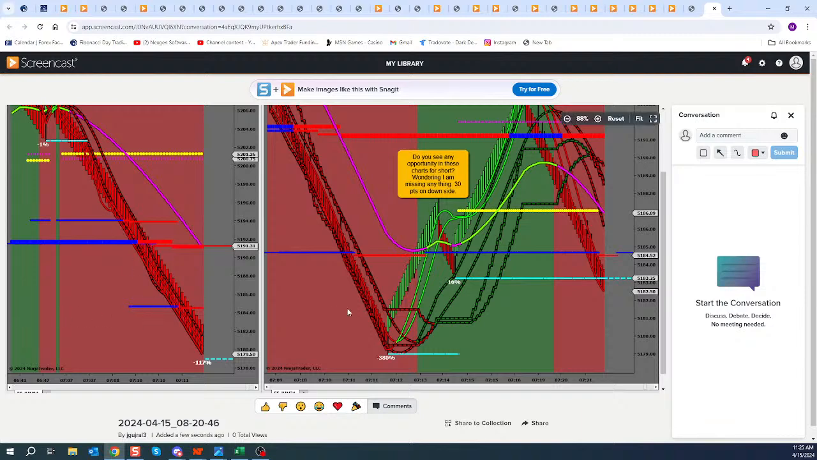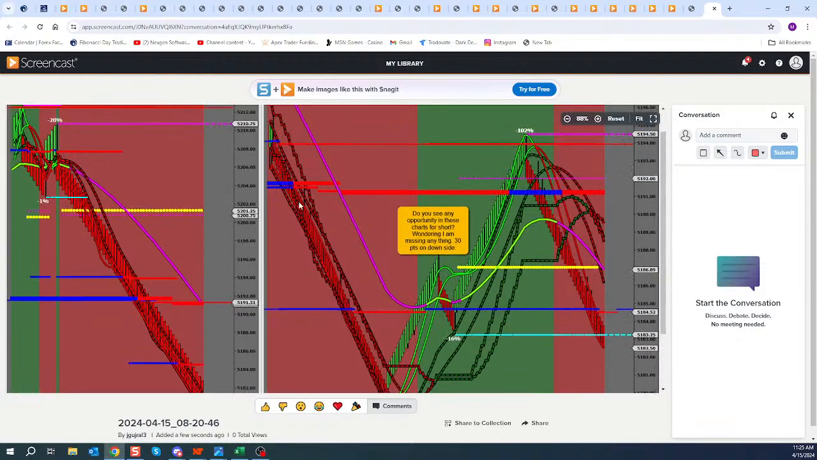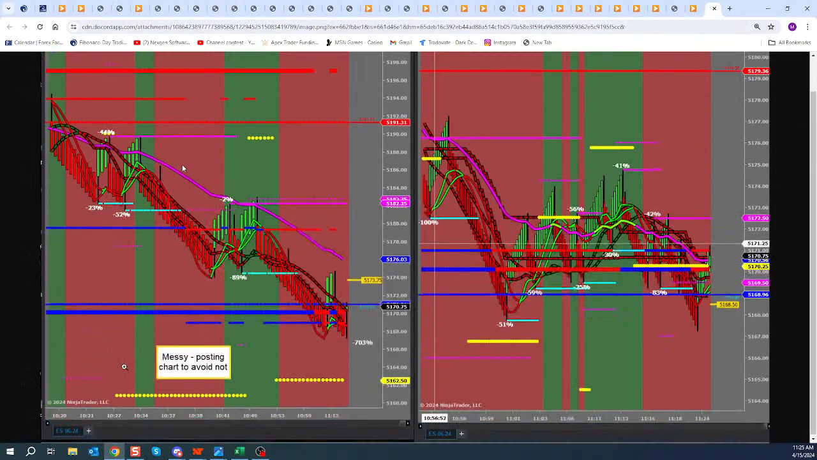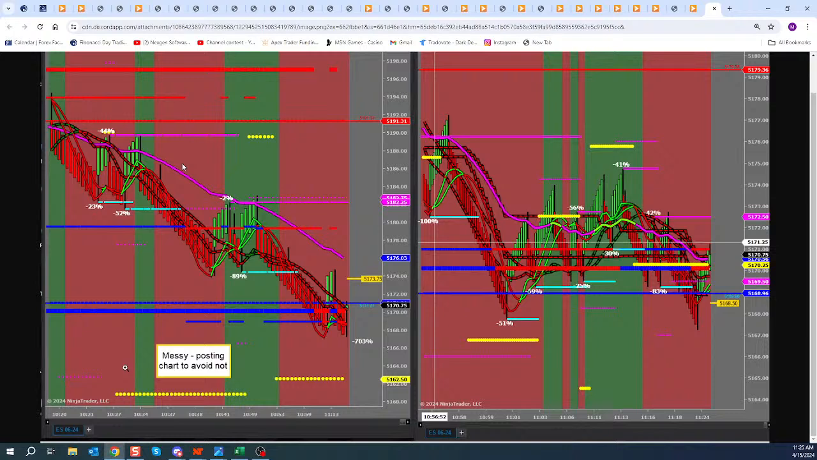And sometimes there's not an entry. Sometimes when areas break and everything is screaming, you may add in a trade there, but I don't see any rules-based entries on your chart, which I know is frustrating. Posting chart to avoid.